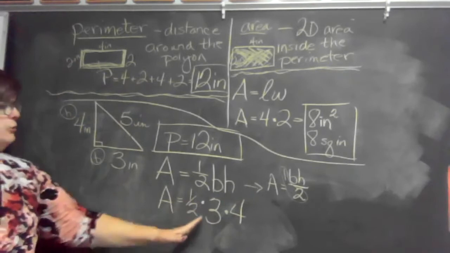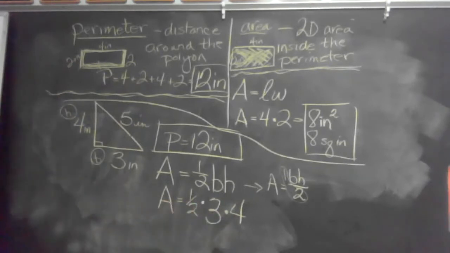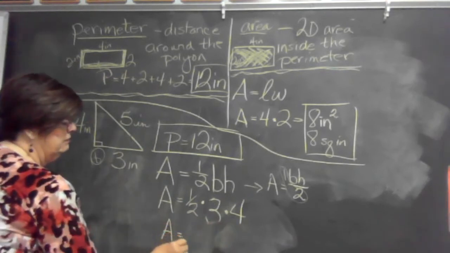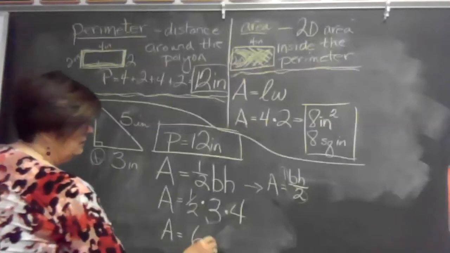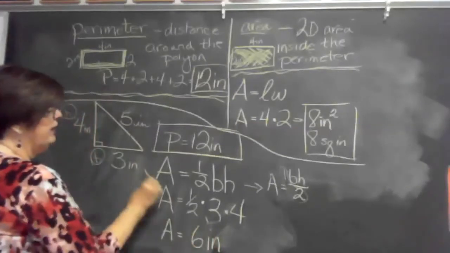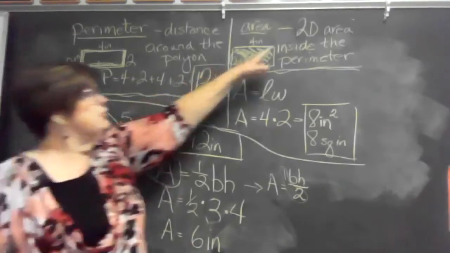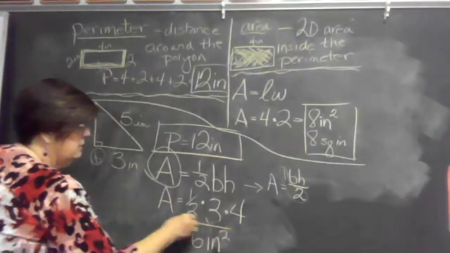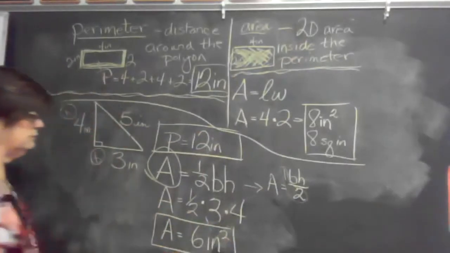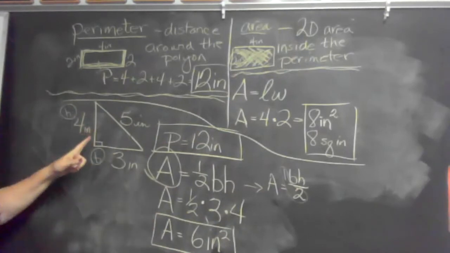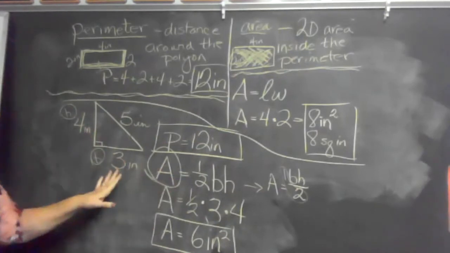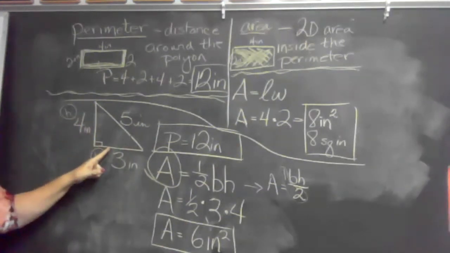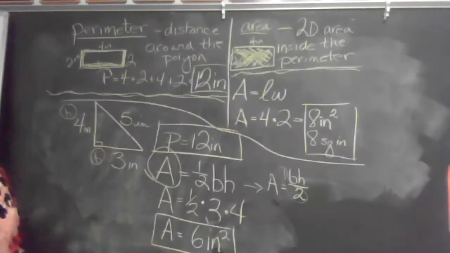After you do this multiplication on your calculator or in your head, we've got 1/2 of 12. What's 1/2 of 12? 6. And we've got inches, but we're finding area now. Area is two-dimensional, so it's squared: inches squared. Area of a triangle is 1/2 times the base times the height, which has to be perpendicular to the base. And that gives us 6 inches squared.